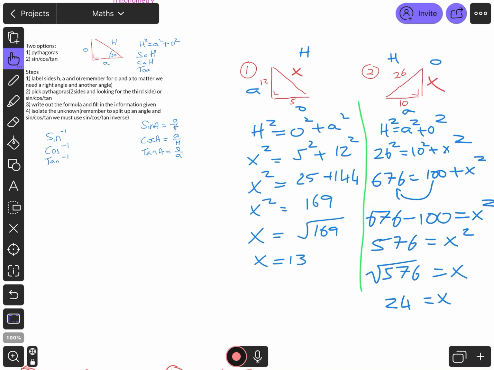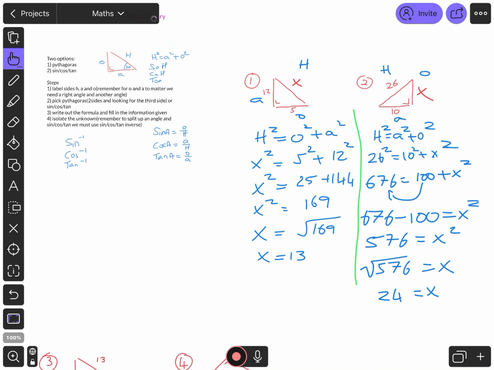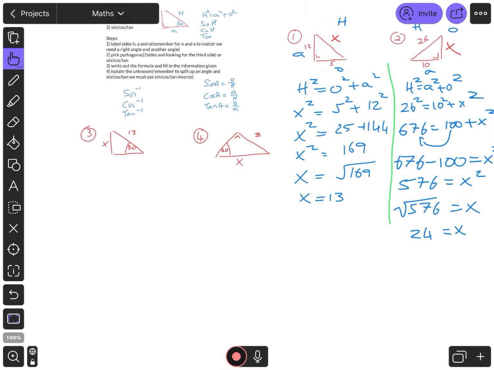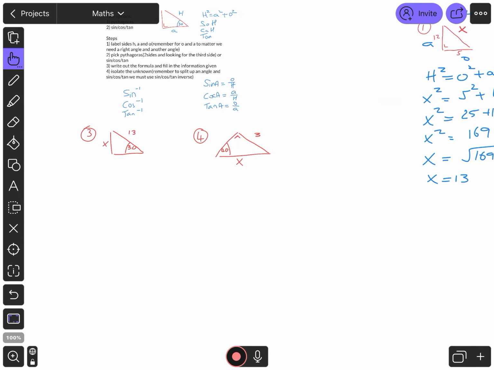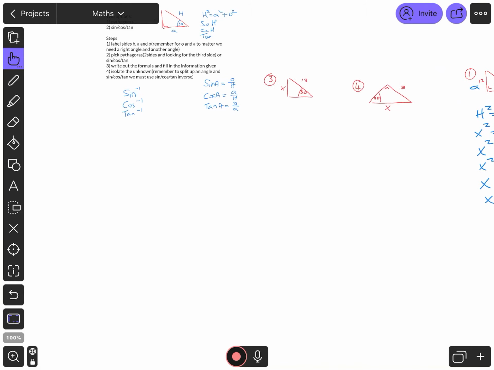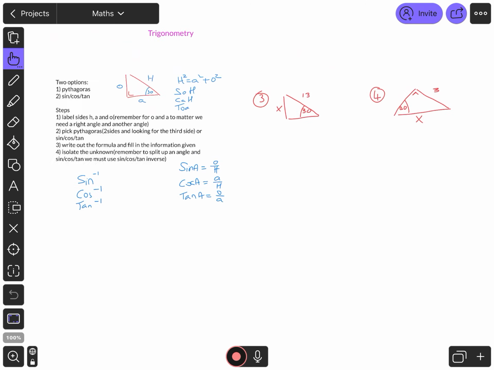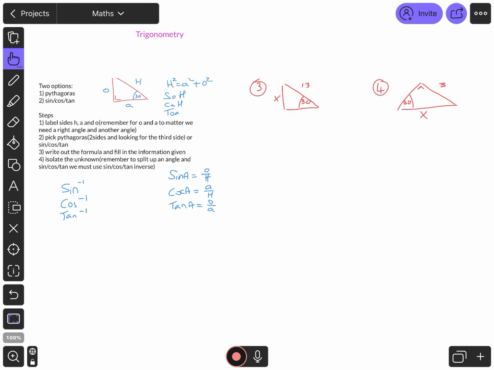So the first three questions on your sheet are those kind. If you want to go give them a go now, you can. I'm going to keep going and we're going to try the next ones. So this question 3 and 4 here, I'm going to move it up to here. Okay, next two questions then.